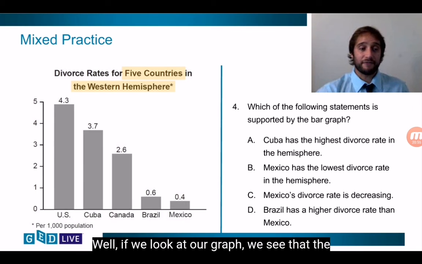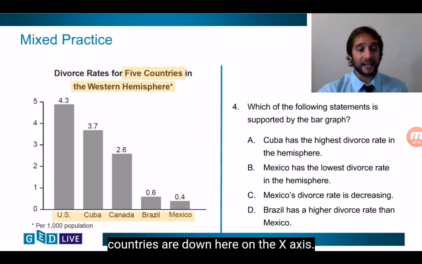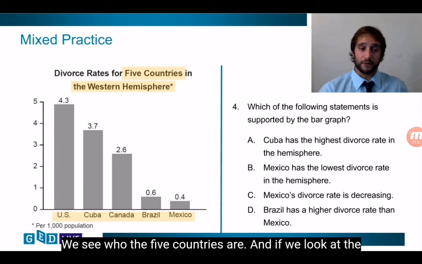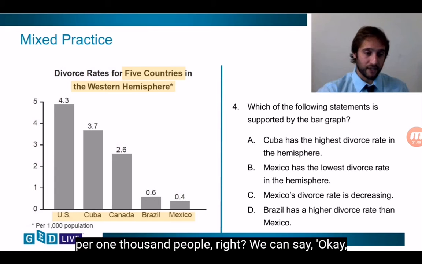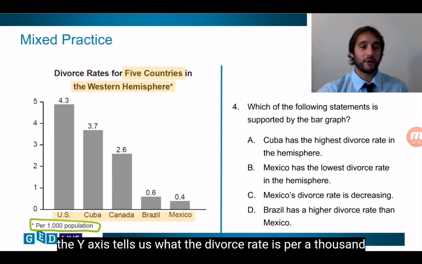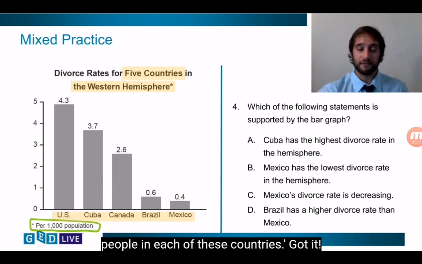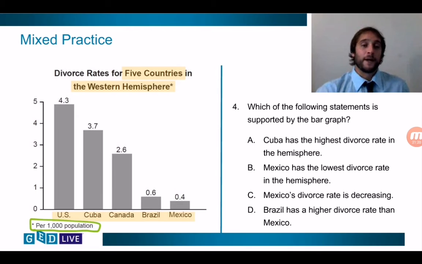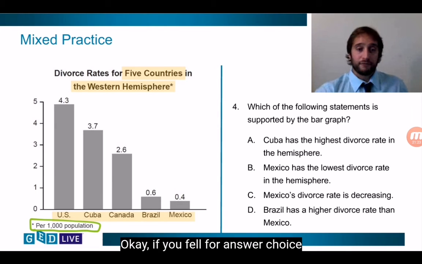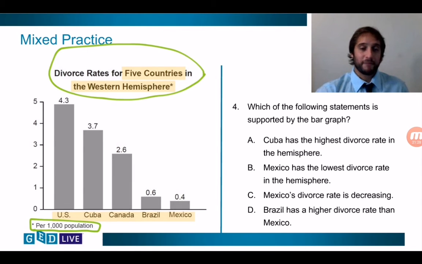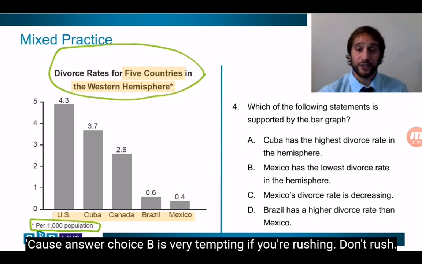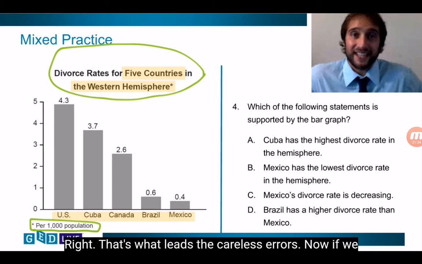Well, if we look at our graph, we see that the countries are down here on the x-axis. And we see who the 5 countries are. And then if we look at the y-axis, plus this additional information down here, this per 1,000 people, we can say, okay, the y-axis tells us what the divorce rate is per 1,000 people in each of these countries. Got it. Okay, if you fell for answer choice B, you probably skipped this step. Because answer choice B is very tempting if you're rushing. Don't rush. That's what leads to careless errors.